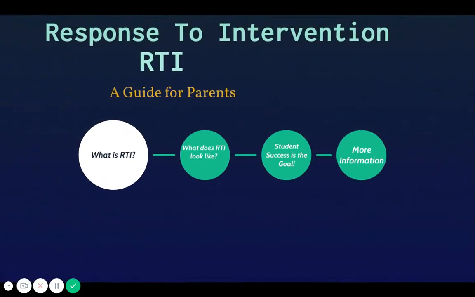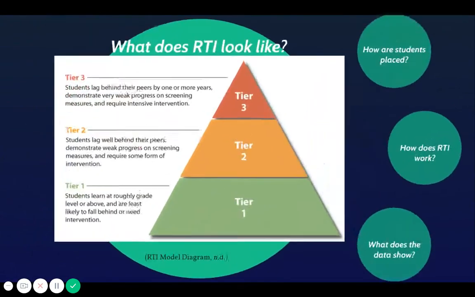All right, let's look at exactly what RTI looks like. Right here, you're going to see the three-tiered RTI model. It looks like a triangle with Tier 1 on the bottom. Tier 1 is the biggest group of students, and these students have been identified as, for the most part, being on grade level, and they're the least likely to fall behind or begin struggling.